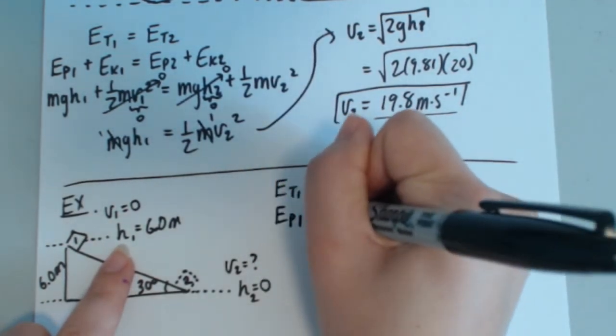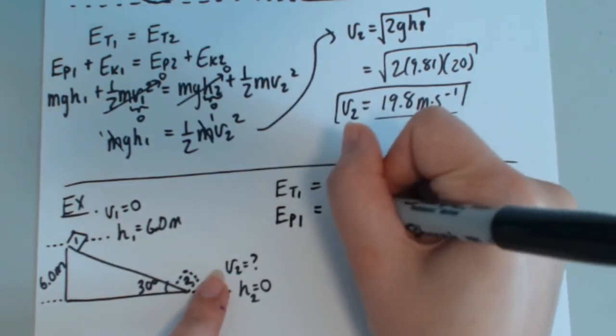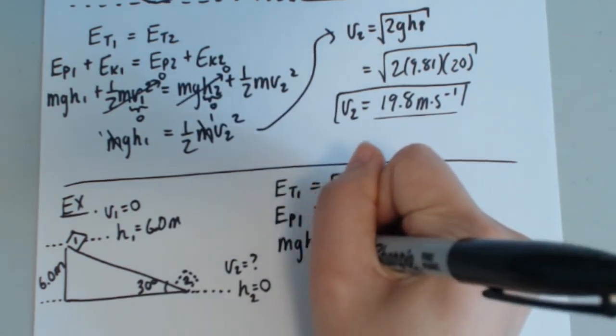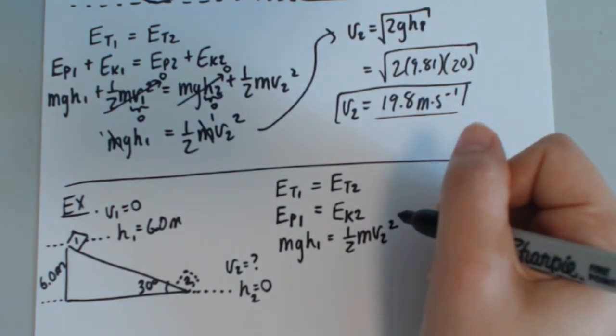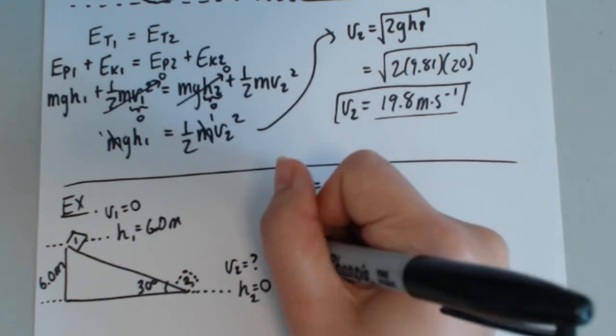So ET1 is just EP1. And for ET2, I have no potential energy, just kinetic, EK2. So here I have mgh1 equals 1/2 mv2 squared. And you can actually see for this type of problem, they don't even have to give you the mass because it just cancels out.